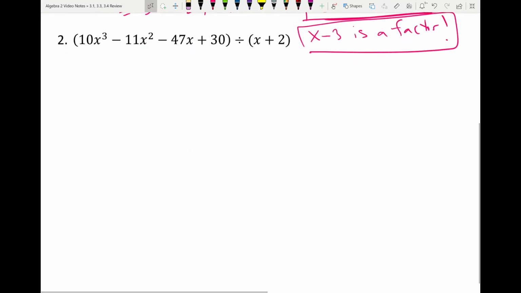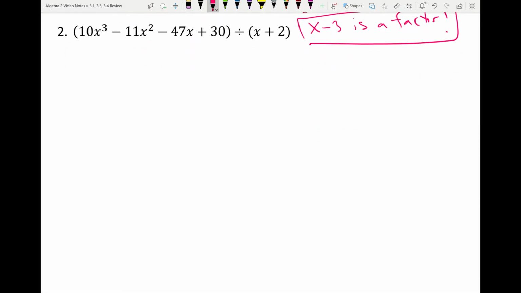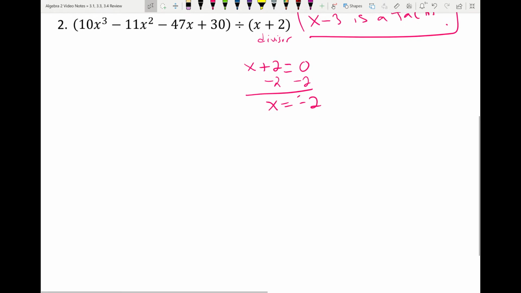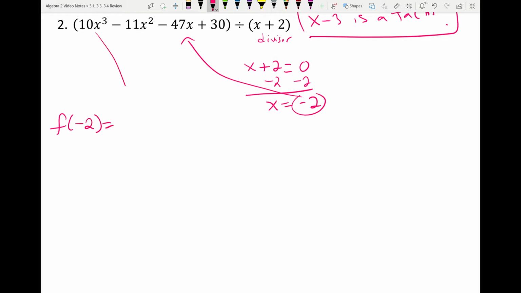All right, so number 2. Again, looking at our divisor here, we've got to figure out what makes that equal to 0. Well, that's easy. Just subtract 2 on both sides, so x is equal to -2. Then you're going to take that -2 and plug it into the function. We'll call that f of x, so it's going to be f of -2. So we're going to bring it down.